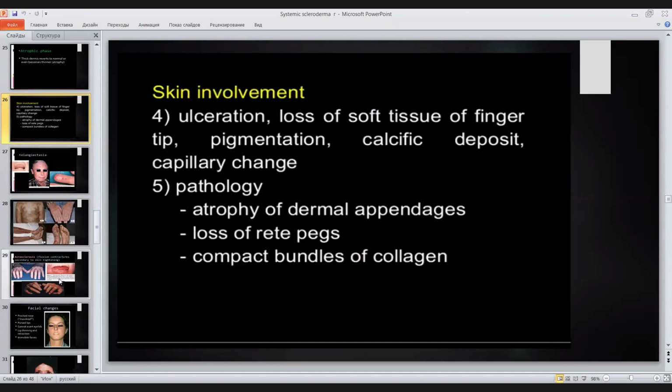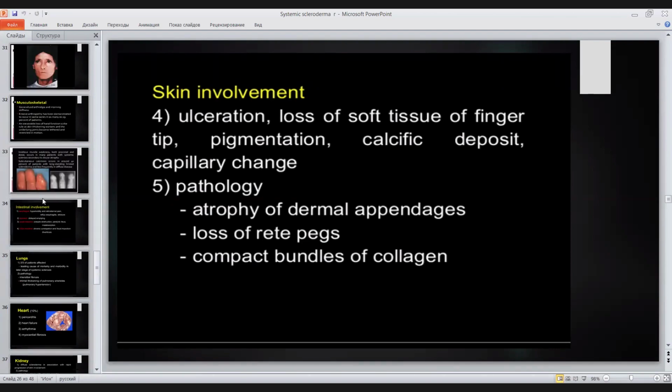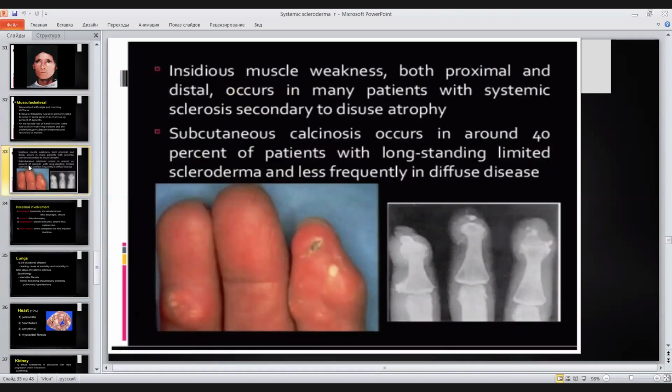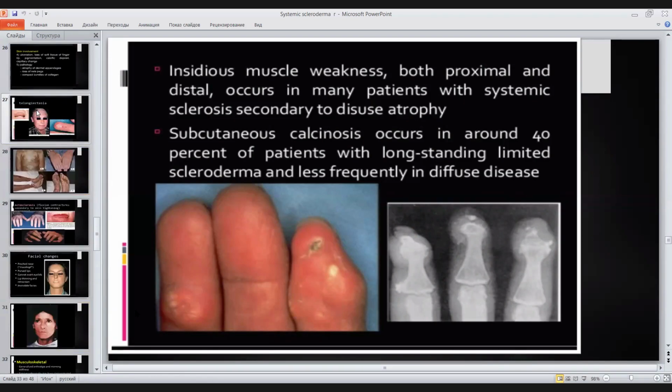Calcific deposition will look like this. Here, it looks like nodules. Yes, we find nodules in rheumatoid arthritis. Sometimes gouty arthritis is mistakenly found like nodules, but you can differentiate by X-ray. By X-ray, you can find calcification like this. Here also calcification.